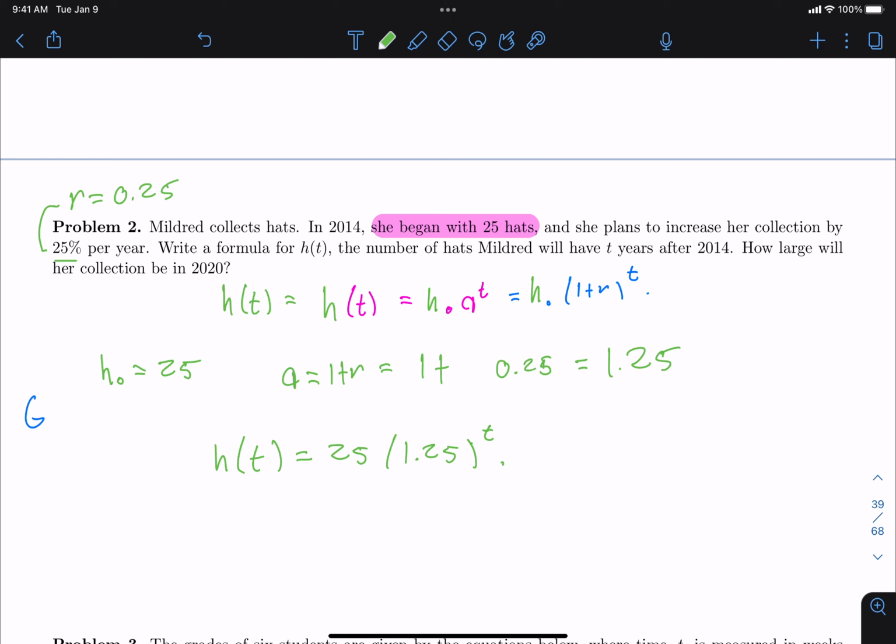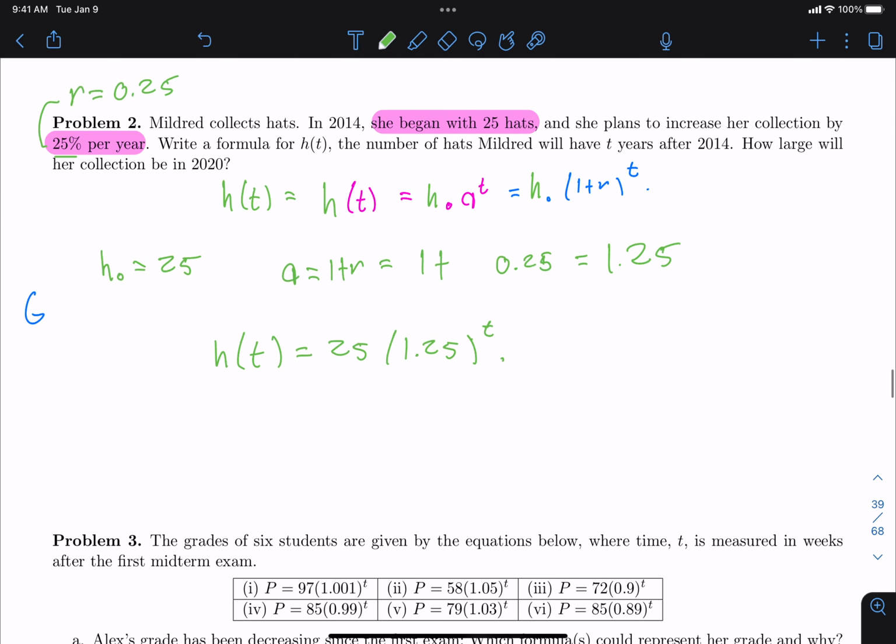Okay, so the big thing with this problem is, look, you've got to find the relevant pieces of this formula, right? Okay. So next up, your imaginary friend is doing this same problem, and they say, okay, now I understand why it should be 1.25. I think I can finish this one on my own. What they want to know is how large the collection's going to be in 2020.